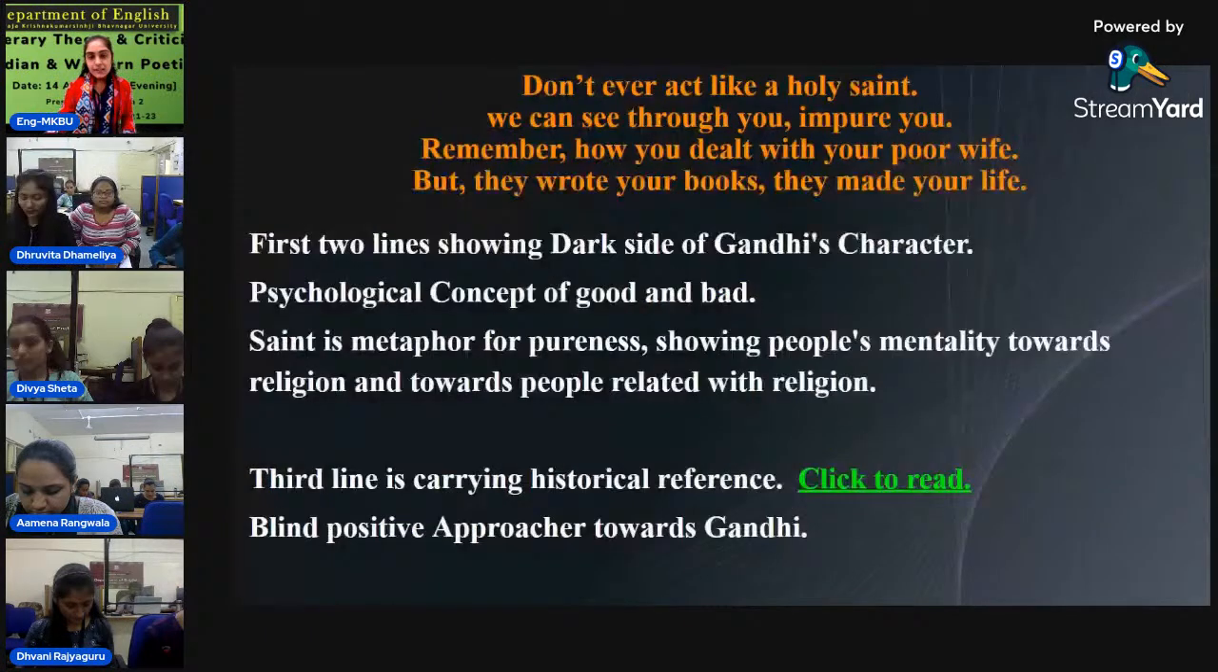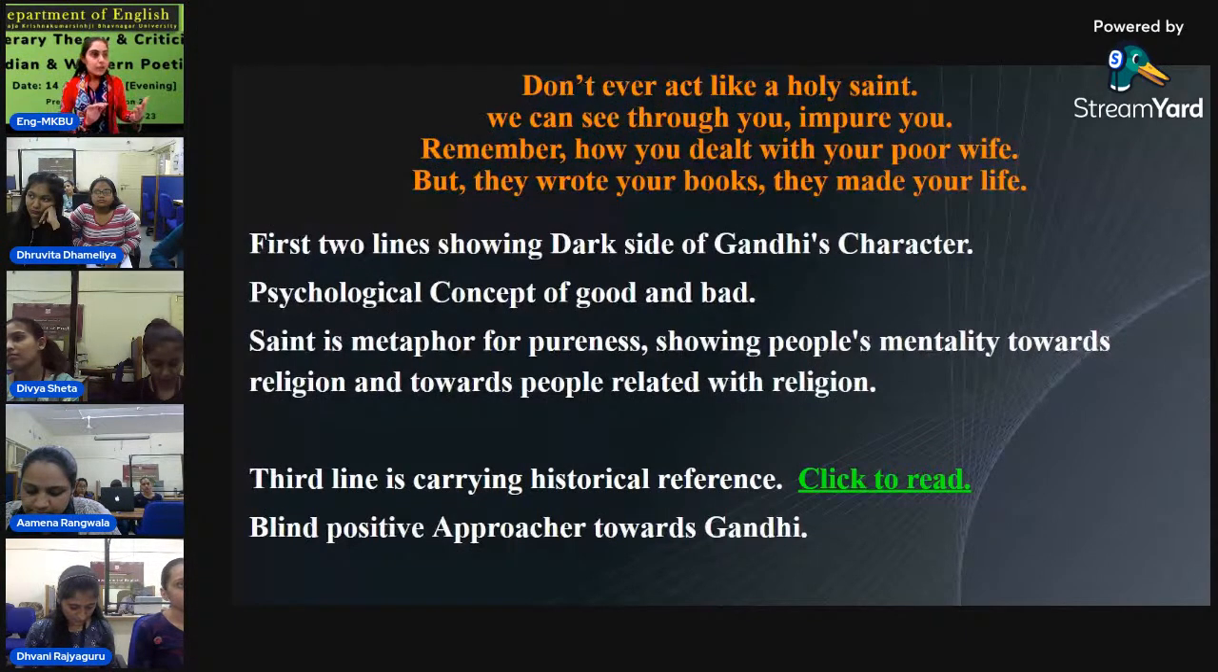Then the next one is "don't ever act like a holy saint. We can see through you, impure you. Remember how you dealt with your poor wife, but they wrote your books, they made your life." The first two lines show the dark side of Gandhi, as we all know the psychological concept that each person has a good side and a bad side. So the more people focus on one side, it becomes the person's identity.